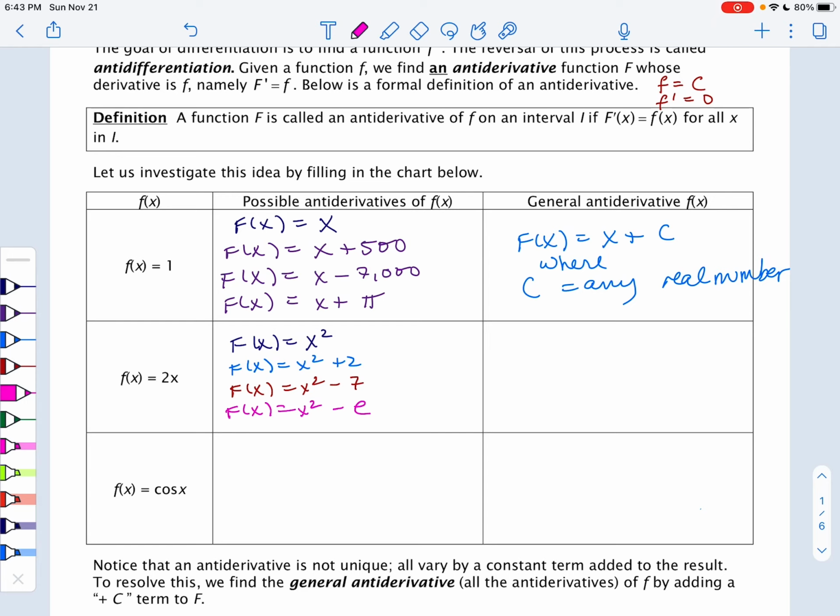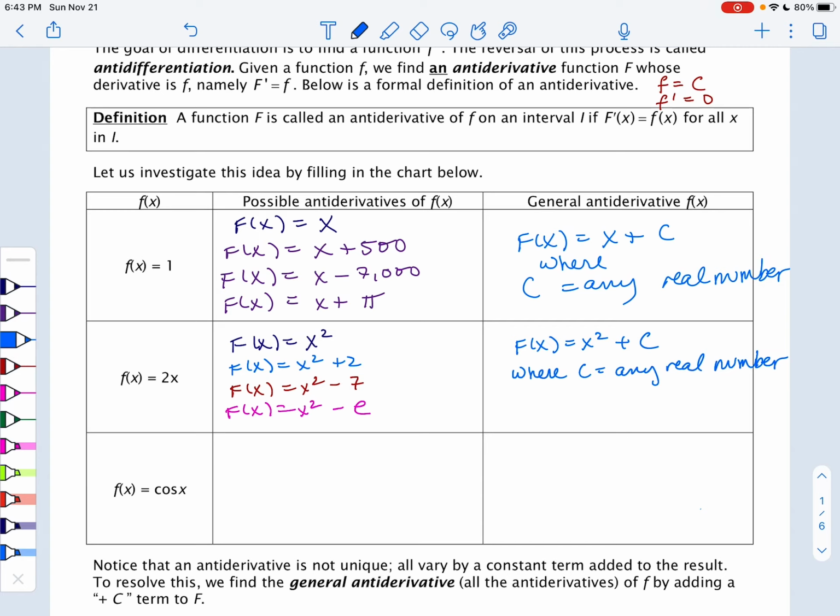So what would our general antiderivative be? Our general antiderivative would be x squared plus c, where c is any real number. Because take that derivative: the derivative of x squared plus a constant would be 2x plus 0, and that's still going to be 2x.